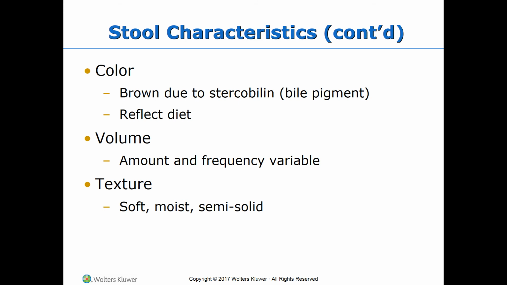Physical characteristics will be a brown color given by the pigment stercobilin, and the color will change according to the diet. Volume and amount is frequently variable. We usually have an average of 200 to 300 grams of stools eliminated per day, and the texture is soft, moist, semi-solid, or hard, depending as well on the diet that you intake.